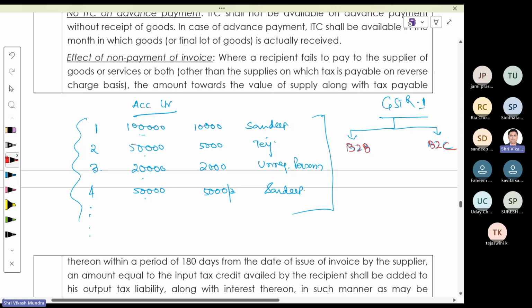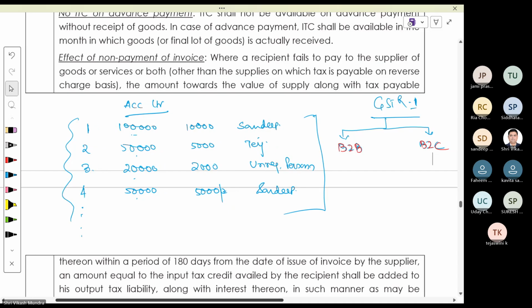What do you mean by B2B transaction and B2C transaction? Anyone? Business to business, registered person to registered person, and B2C means business to consumer only. How could you identify whether it is a B2B transaction or B2C transaction?